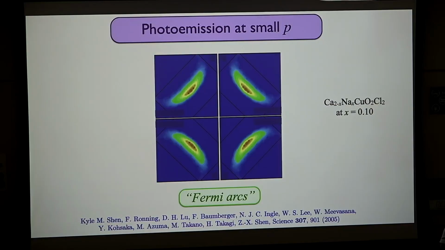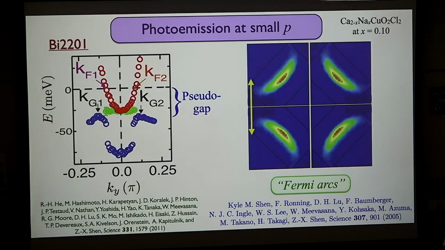Okay, so that's the big mystery, one of the big mysteries. What are these famous Fermi arcs that you see in photo emission? Then you can also look, so here's another picture. Anyway, this is the same Fermi arcs, but let's look over here.